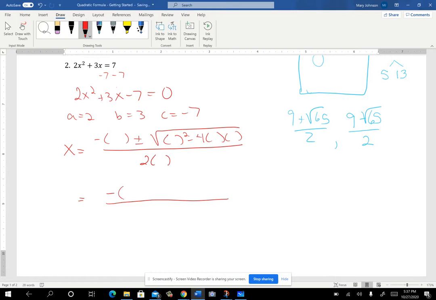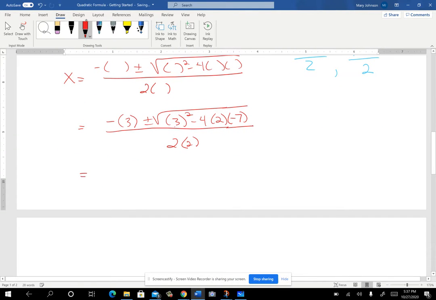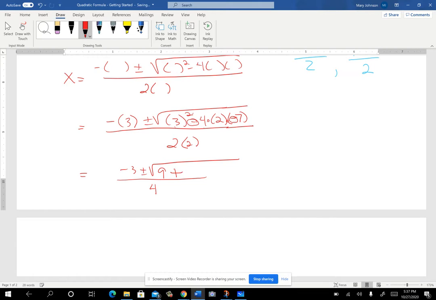All right, so that would be the opposite of 3. 3 would also go in that. 3 would get squared, and then you'd have -4 times 2 times -7. And all of that would be over 2 times 2. So that's -3 and 4. Under the radical, I have a 9. Now see here how there's a minus, but then there's another negative, and all this is multiplying over here. You should look at those and say, okay, these two negatives, when you're multiplying, would become a positive, and then just do 4 times 2 times 7, which would be 56.